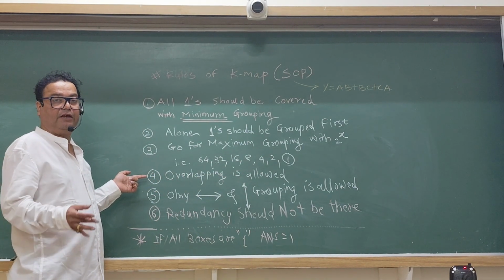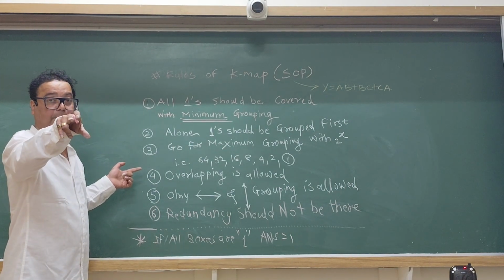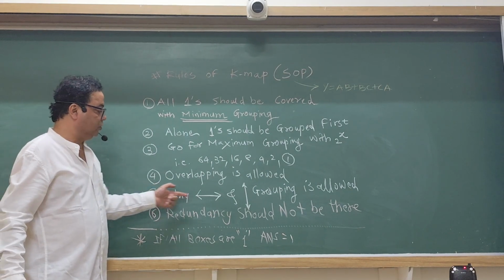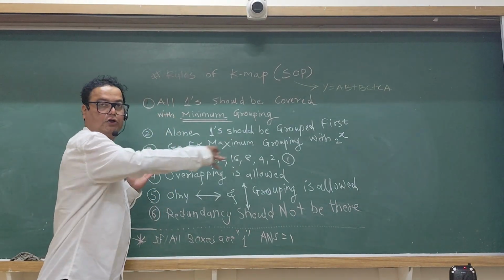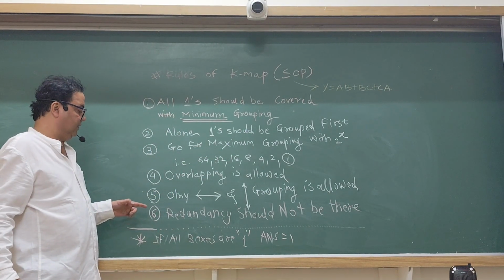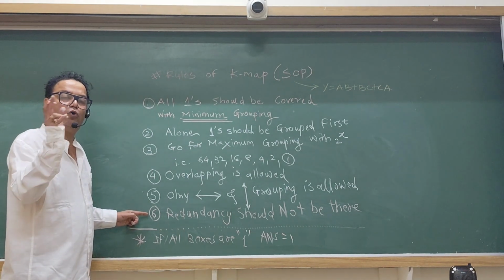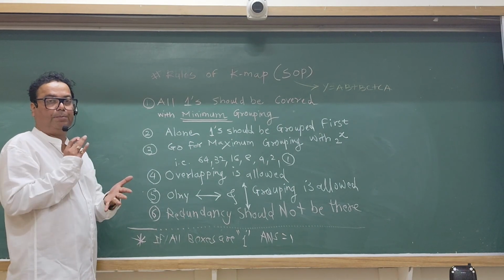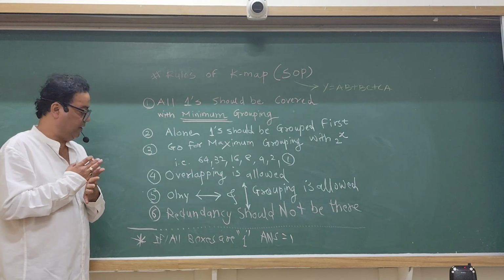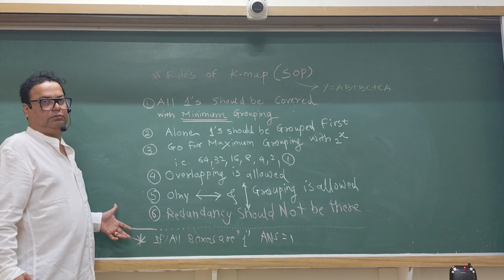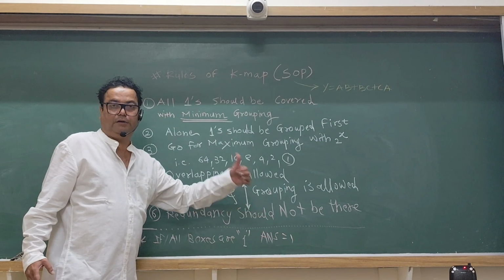Overlapping is allowed. Sometimes even if the ones are grouped, some other ones may be helping them for bigger grouping. Bigger grouping is the important part here. Only horizontal and vertical grouping is allowed. You can't do any random grouping. Only either vertical grouping or horizontal grouping. I have already reiterated this. Redundancy. What is meant by redundancy? Your ones are already covered, and still you are doing extra grouping. That is not allowed in digital system, because the main important priority is reduction of the hardware, which I have explained in the Boolean algebra video. And the last, which is a general rule: if in the KMAP all boxes are 1, the answer is 1. Done.